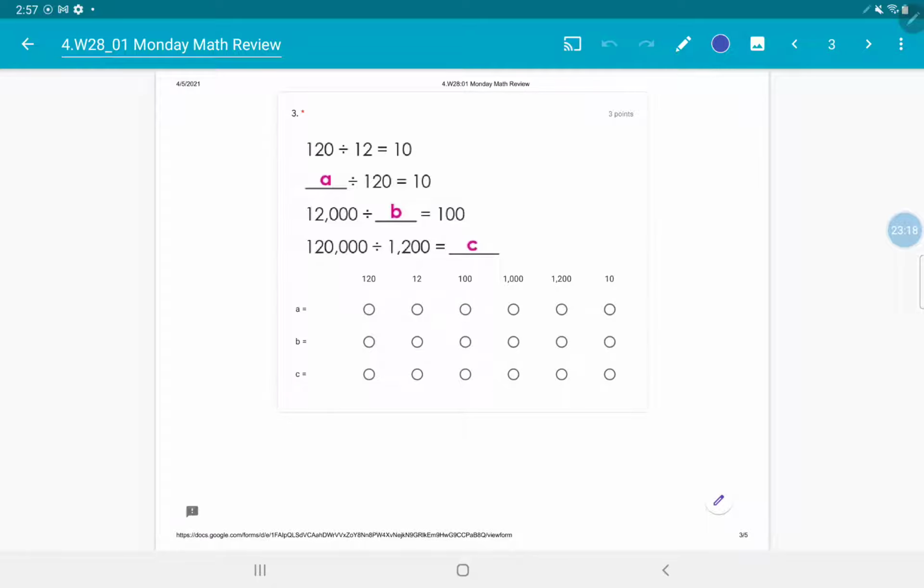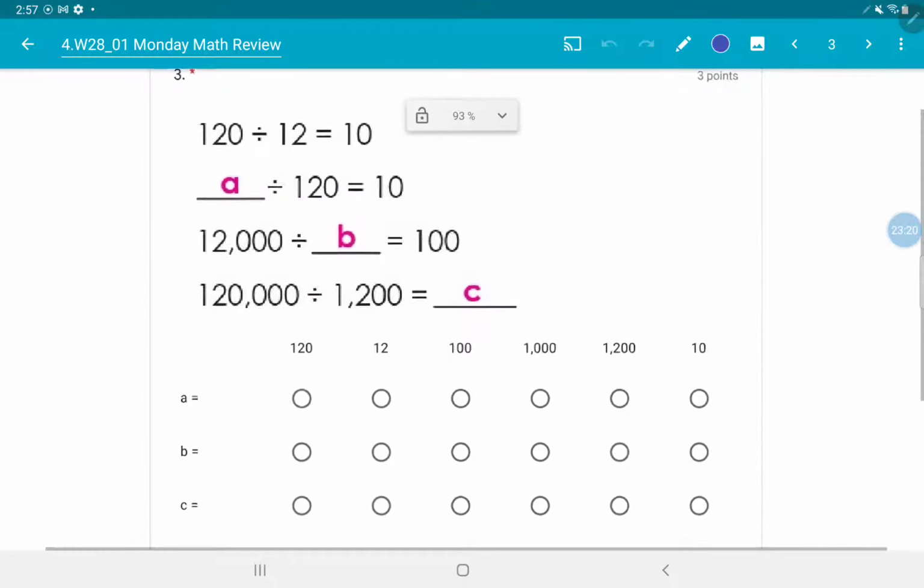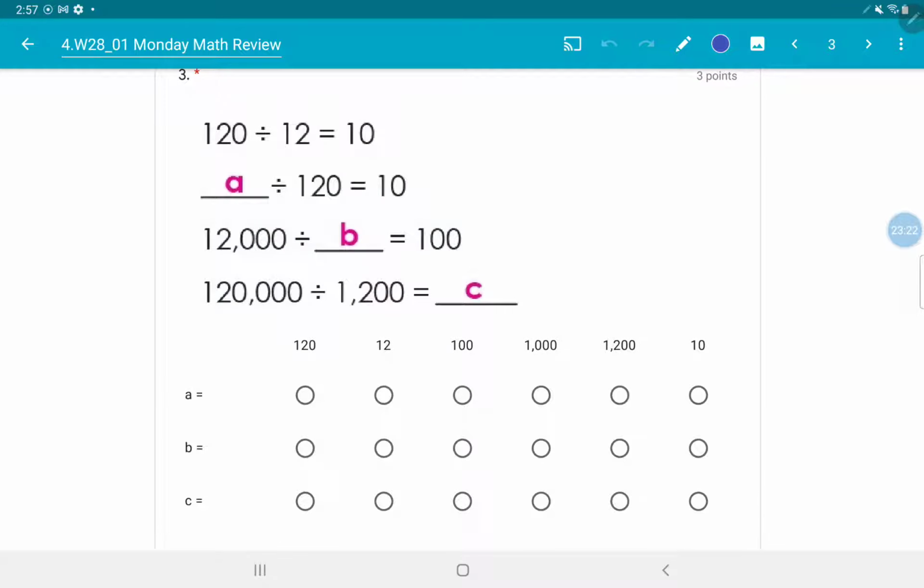All right, next we are dividing by powers of 10. Now, when I divide by 10, what happens to my place value? It gets 10 times smaller, so it's going to go down, right? It's getting smaller. So if I go from 10s, I would go down to the 1s. If I'm at hundreds and I divide by 10, I would go down to the 10s.